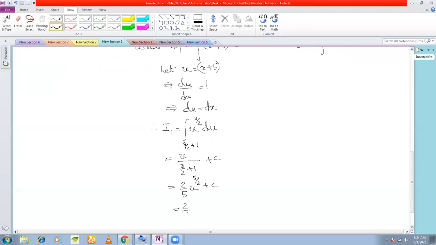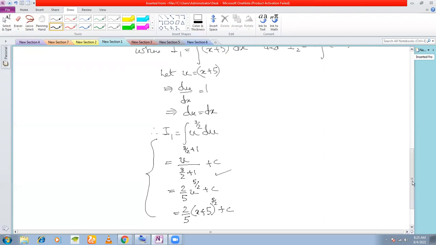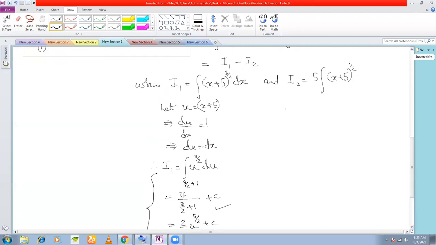Now put back the value of u. The value of u was x plus 5, so 2/5 (x plus 5) to the power of 5 by 2 plus c. See here, we were doing this integration directly earlier, but now we are breaking it up and doing it with u. In fact, this is the way you actually get this integral. Okay, this is the actual way of doing it. So once we have got I1, now we'll evaluate I2. Let v be equal to x plus 5.